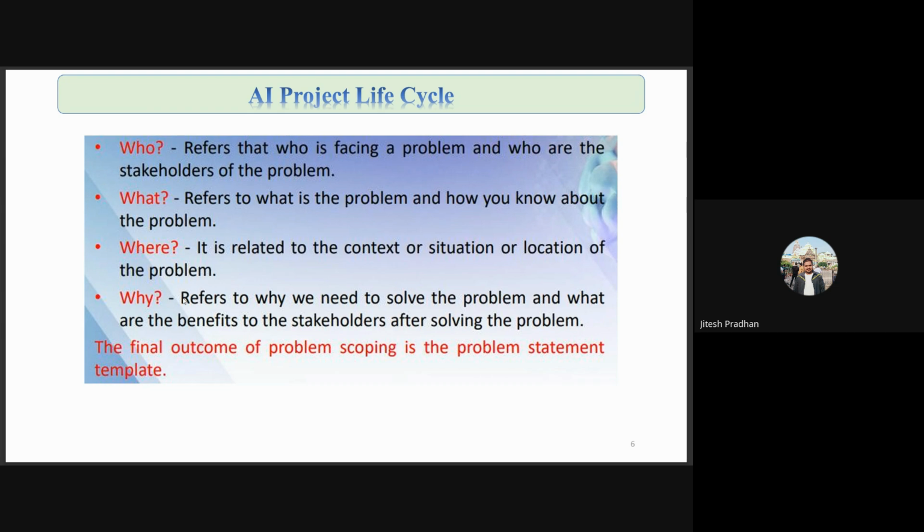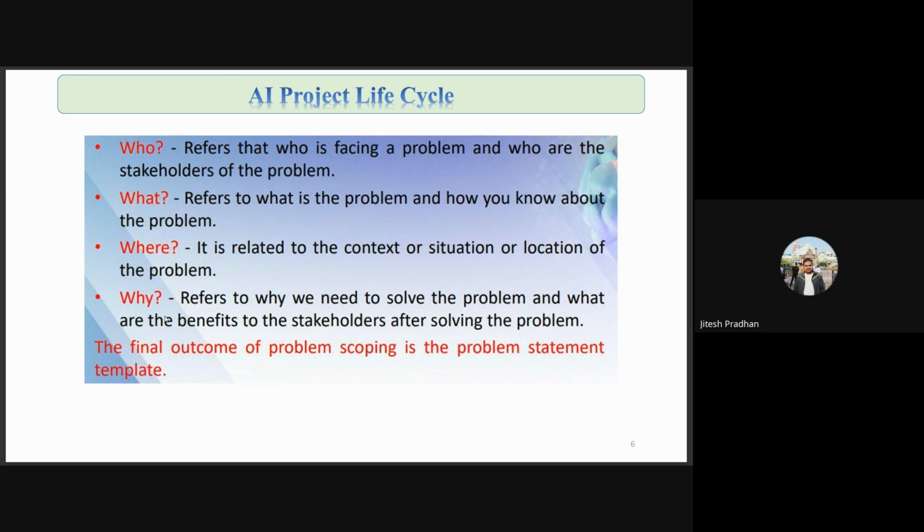And why refers to why we need to solve the problem. If crop production is not good, then farmers will lose their profits, they will be in loss, and farmers' daily life depends on the crop production, right? So it will be very difficult for them to survive. These 4 W's basically decide whether a problem is solvable or not, and what the impact of the solution will be on society. That will be decided by why.